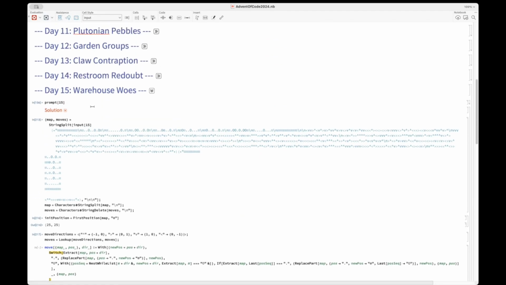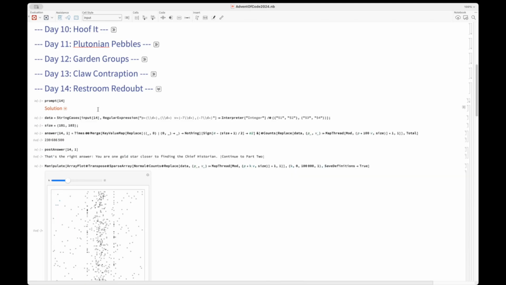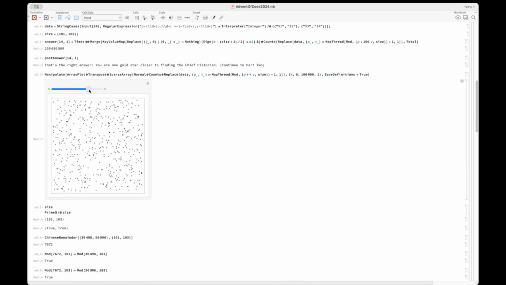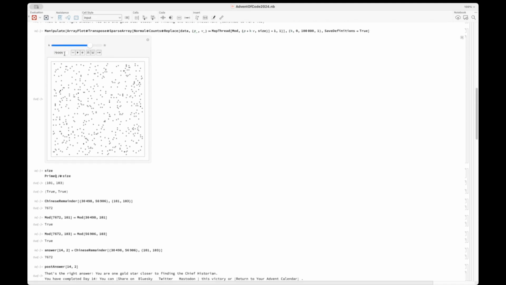Hello everyone, today we're doing Advent of Code and starting from day 15, because last time I believe we ended up on day 14, when we found this nice Christmas tree.